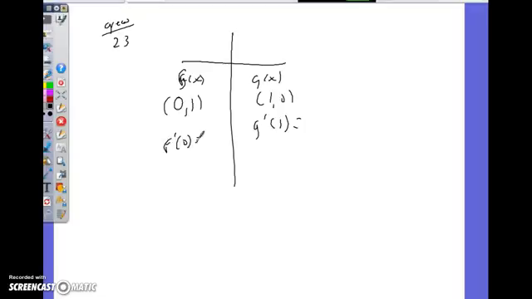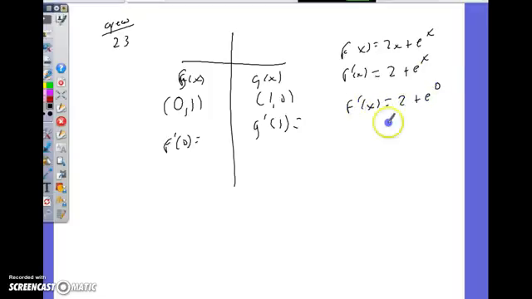Okay, so now I got to take the derivatives. F of x equals 2x plus e to the x, so the derivative would be 2 plus e to the x. I'm going to plug in a 0. I get 2 plus e to the 0. What's e to the 0? 1. So this becomes 2 plus 1, or 3. So this is 3. So what is it over in inverse land? 1/3.